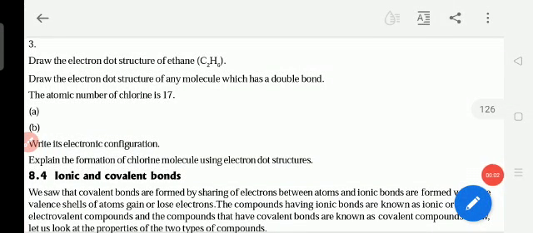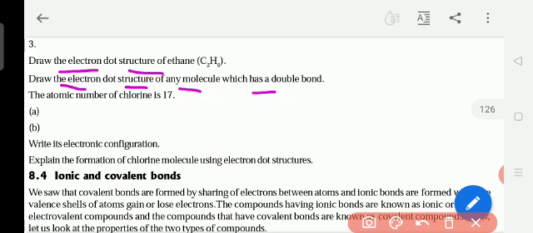Okay, so here some questions are there. Draw the electron dot structure for ethane. Okay, electron dot structure for ethane. Draw the electron dot structure of any molecule which has a double bond.